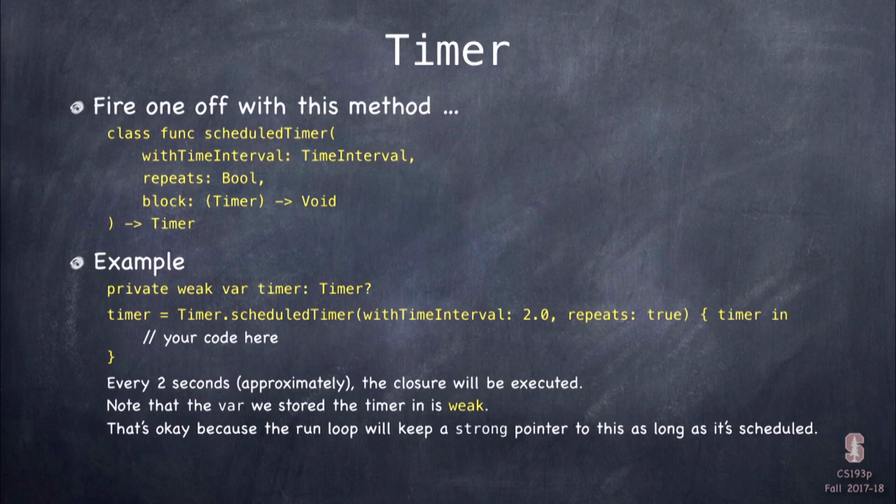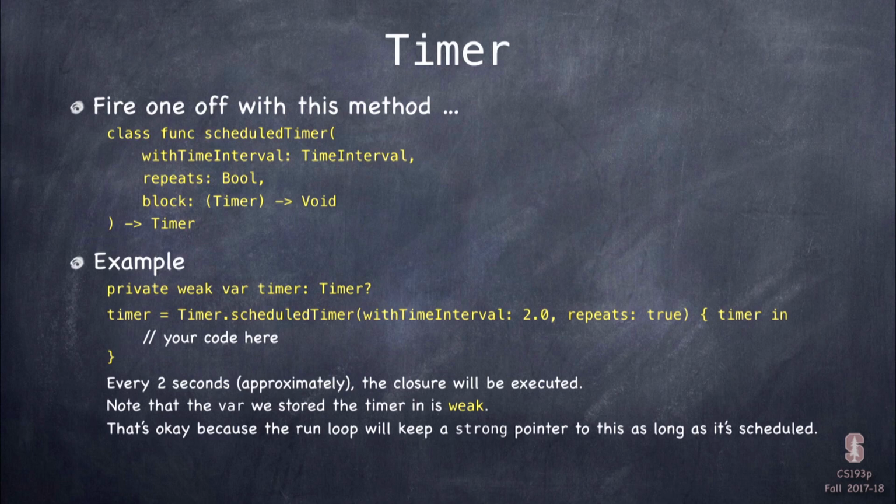So here's an example of it. I have this private weak var, which is a timer. I'll explain why that's weak. This is the first time besides outlet that you've seen me use weak. I just set that timer var equal to the result of calling Timer.scheduledTimer. Here I'm doing a time interval of 2 seconds, and it does repeat. So every 2 seconds, it's going to execute your code here. And every time it calls it, it passes the timer back to you so that you have it handy. I'm putting it in a var, so I wouldn't need it, but it's nice that it passes it there in case you don't want to store it in a var.